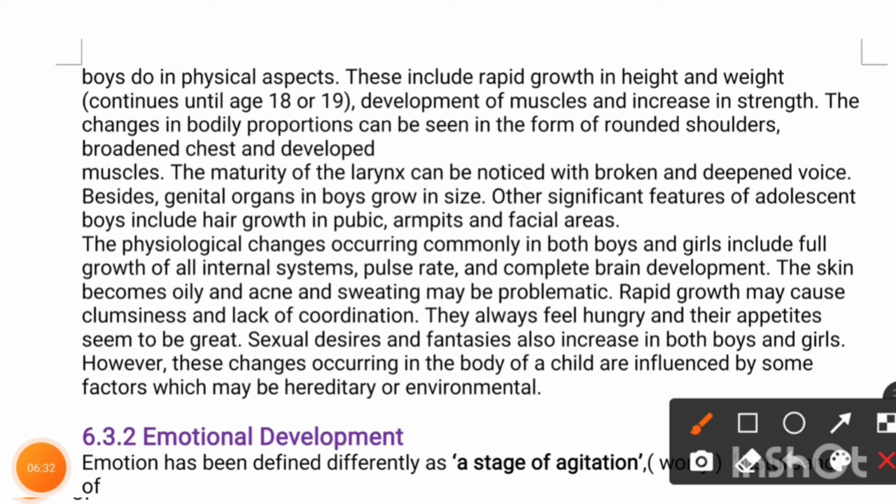As I told you, girls develop faster than boys physically. And what kind of development are we talking about here in the physical aspect? This includes rapid growth in height and weight, especially at the age of around 18 and 19. Development continues till 18, 19. Development of muscles, increase in strength. The change of bodily proportion can also be seen in rounded shoulders, a broadened chest and developed muscles, the maturity of the larynx.